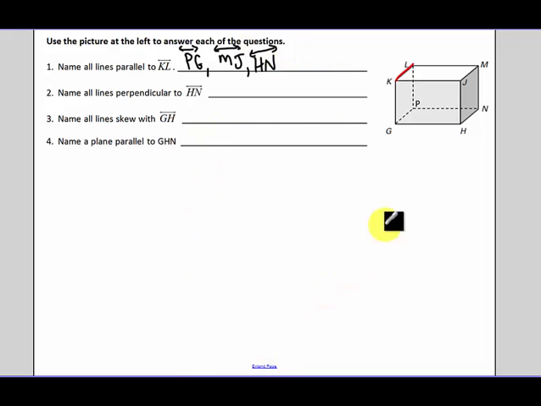Name all lines perpendicular to HN. HN is down here. So my perpendiculars, since it's a box: GH, PN, JH, and MN.